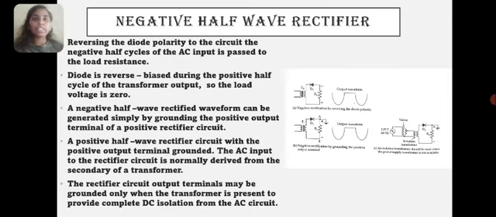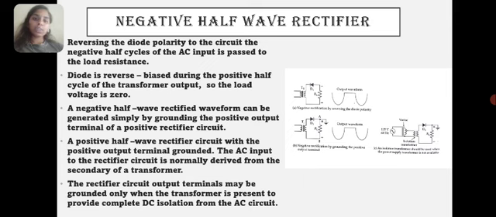Next, negative half-wave rectifier. Reversing the diode polarity in the circuit, the negative half cycles of the AC input are passed to the load resistance. The diode is reverse biased during the positive half cycles of the transformer output, so the load voltage is 0. The negative half-wave rectified waveform can be generated simply by grounding the positive output terminal of a positive rectifier circuit. A positive half-wave rectifier circuit with the positive output terminal grounded.